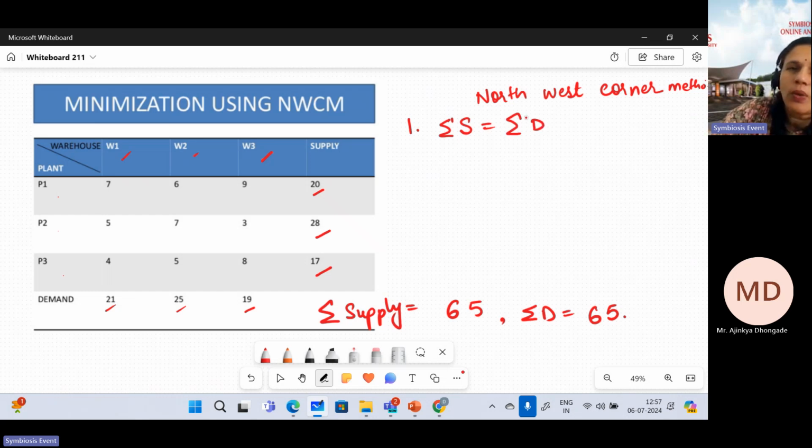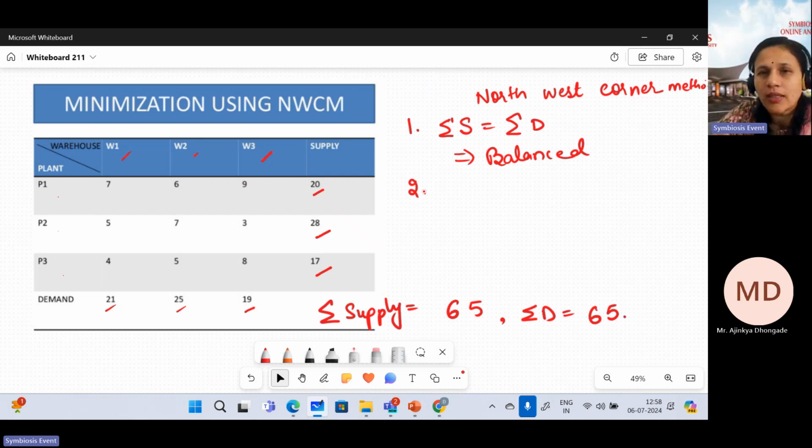If both of them are equivalent, we say the given problem is a balanced problem. So the first thing is to check whether the given scenario is balanced or unbalanced. If balanced, then the second step: you need to begin with your northwest corner. As the name itself says, this entire methodology is based on beginning with the northwest corner.